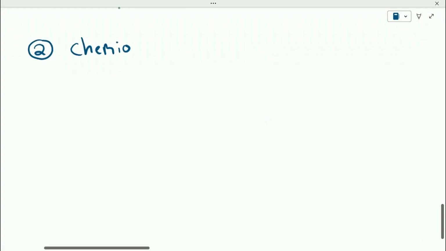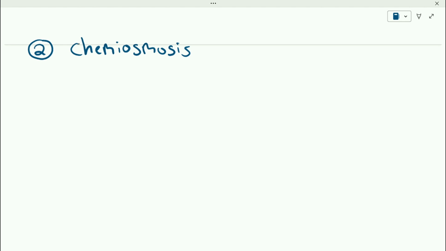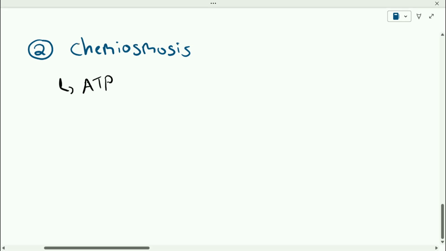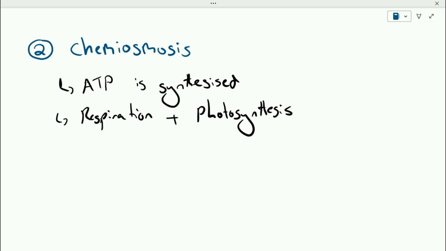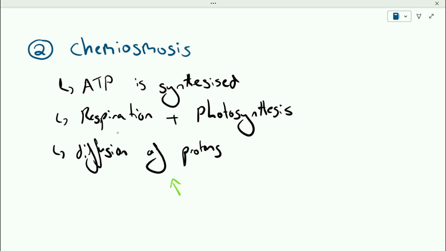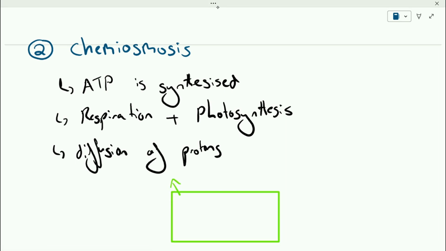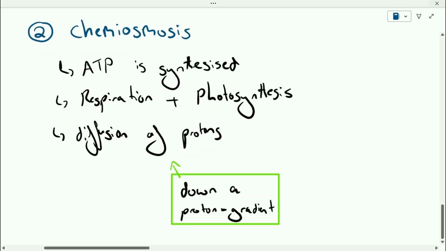So let's now look at the actual process of chemiosmosis. Chemiosmosis is the process by which ATP is synthesized. It occurs in both respiration and photosynthesis as different processes, and it's all about the diffusion of protons down a concentration gradient, which releases energy, allowing ADP and an inorganic phosphate to become ATP.